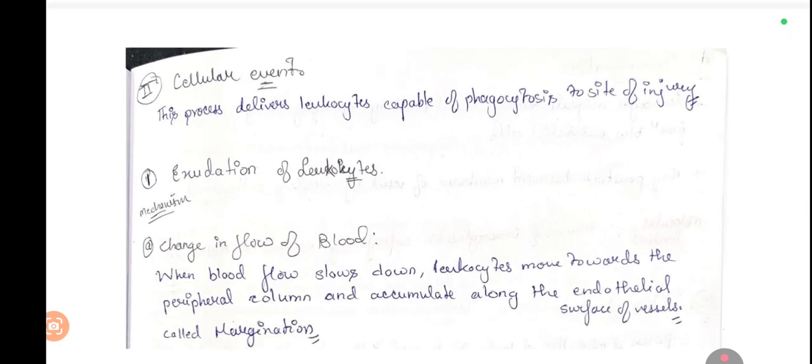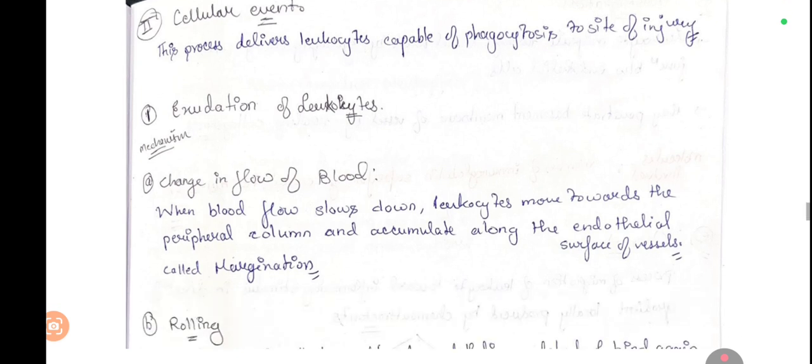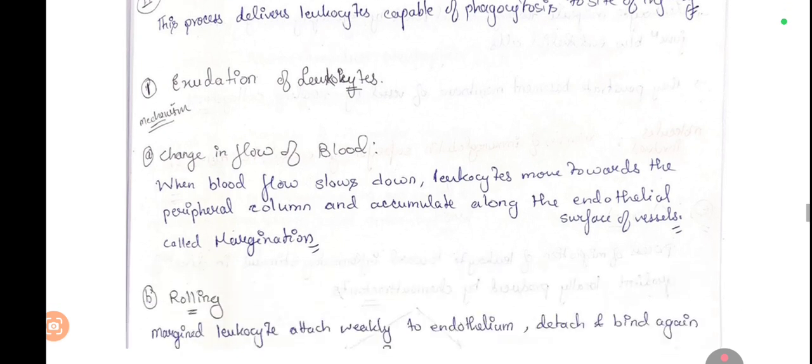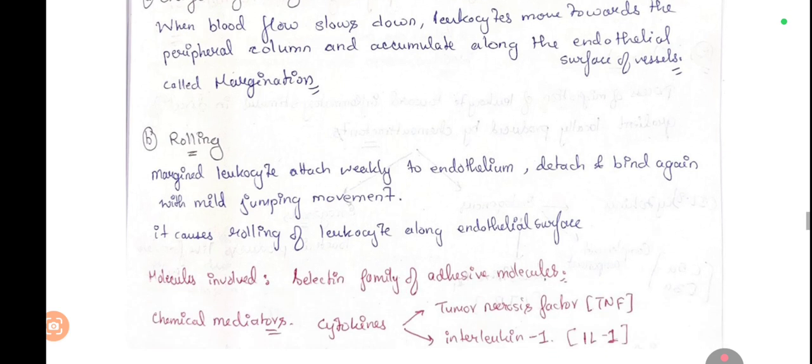Then there are cellular events. This process delivers leukocytes capable of phagocytosis to the site of injury. Exudation of leukocytes. Mechanism: change in flow of blood. When blood flow slows down, leukocytes move towards the peripheral column and accumulate along the endothelial surface of vessels, called margination. Then there is rolling. In rolling, the marginal leukocytes attach weakly to the endothelium, detach, and bind again with a mild jumping movement. It causes rolling of leukocytes along the endothelial surface.